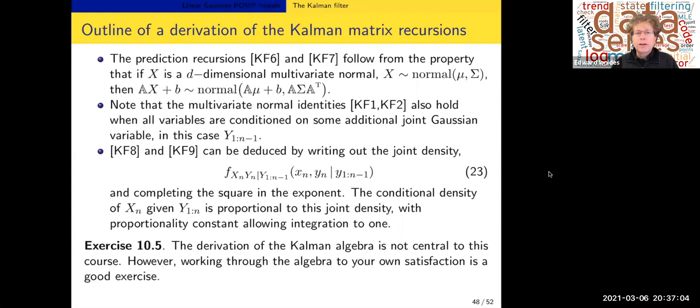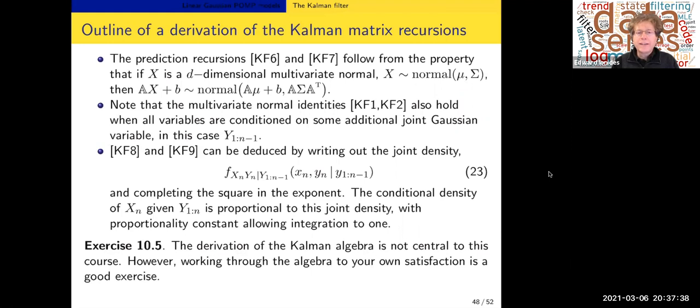To use what you know about the normal distribution in this situation, you need to use the fact that multivariate normal identities such as KF1, KF2 also hold when all variables are conditioned on some additional joint Gaussian random variables, in this case y1 to n minus 1. Once you condition both sides on that, it works out simpler than it initially looks.